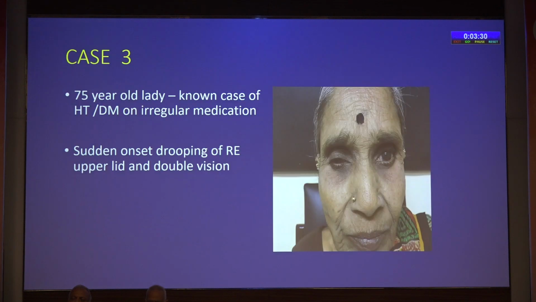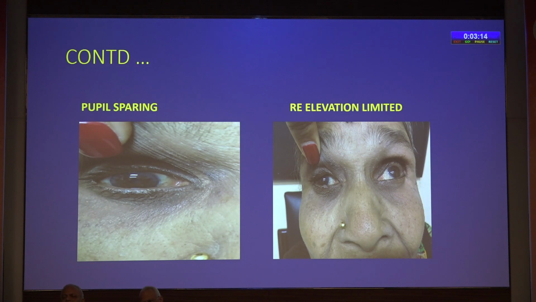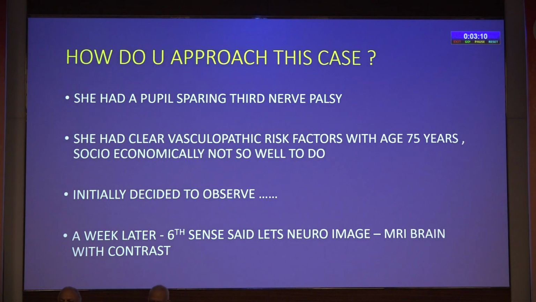The third case is another third nerve palsy. Similar presentation, sudden onset drooping and double vision. She was a very old lady, 75-year-old. She was a hypertensive and diabetic, but she was irregular on her medication. There was no adduction, abduction was full. It was pupil sparing, elevation was limited. So this, again, was a pupil sparing third nerve palsy.